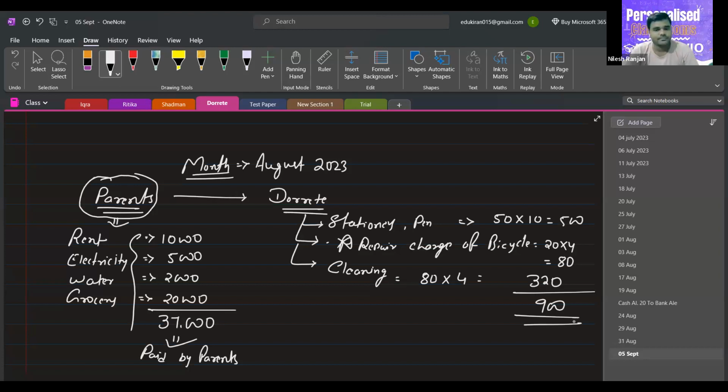Is this clear? Okay. Yes, sir. Okay. Now, tell me, if there are these small expenses, then your parents don't have enough time to pay these expenses. Okay, that's why they gave you the money. Yes or no?